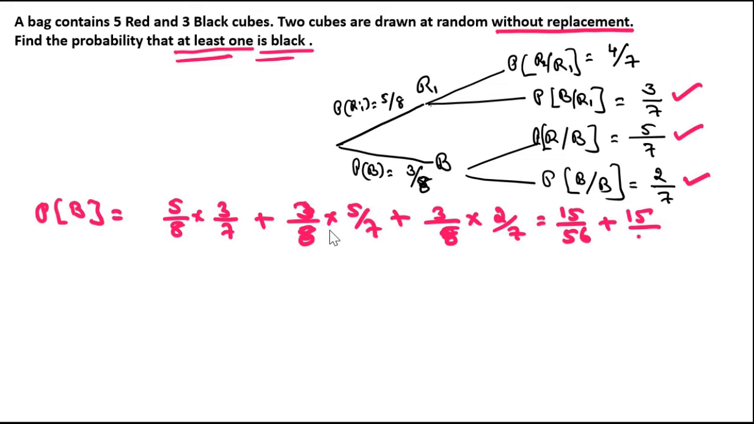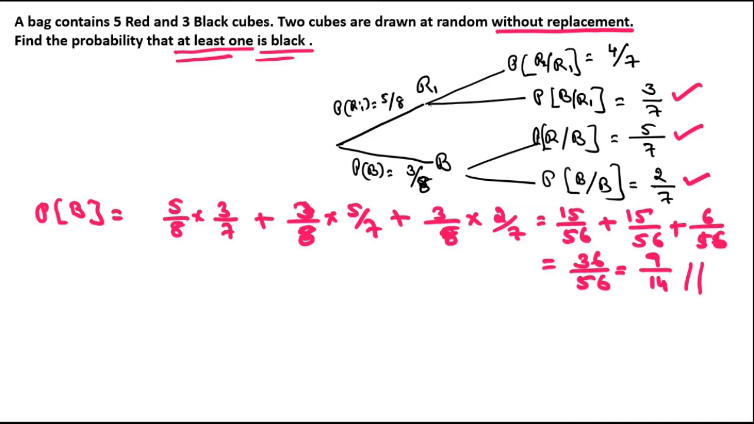So 15 by 56 plus 3 into 2, 6 divided by 56. So this is equal to 30 plus 6, 36 by 56. So you can see that 4 is common. So 9 into 4, 36, and 14 into 4. So 9 by 14.